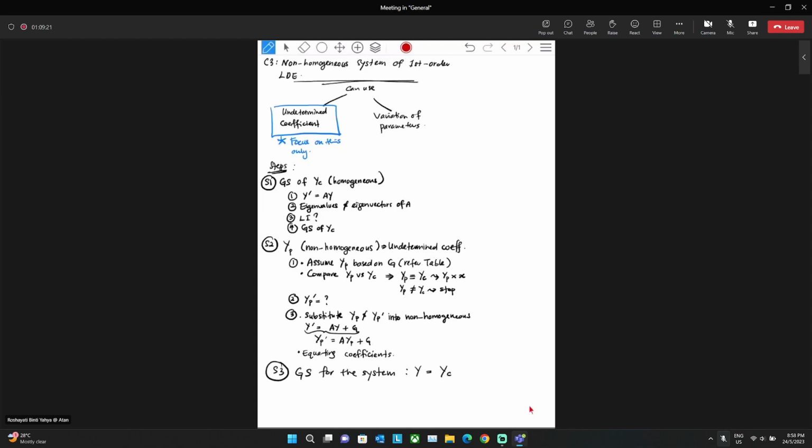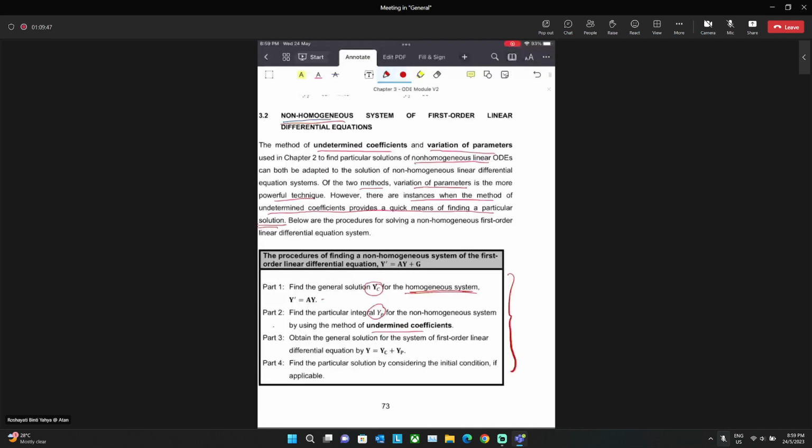Right, class? So if you refer to this, okay, this general step, it actually has 4 general steps. Find YC. After that, find YP. YC must be for homogeneous. So what is the condition of homogeneous system?